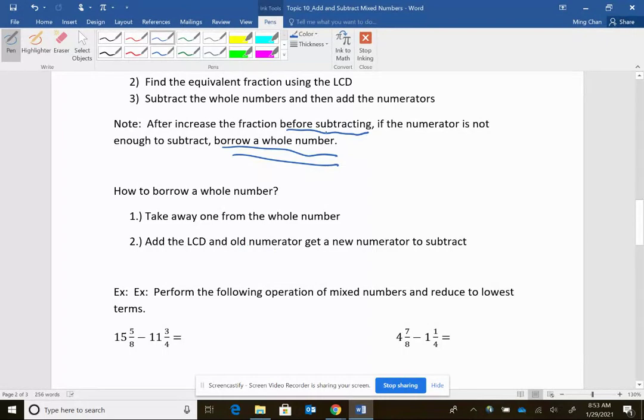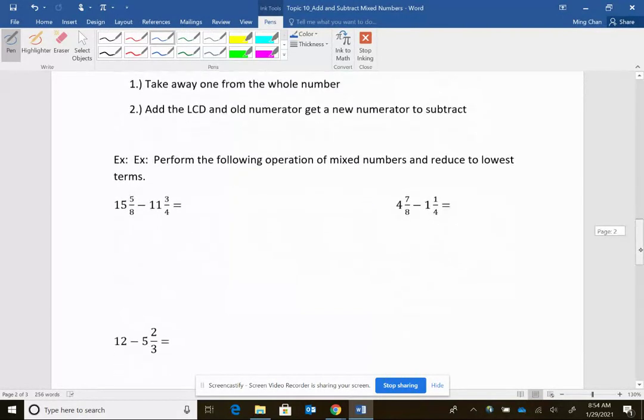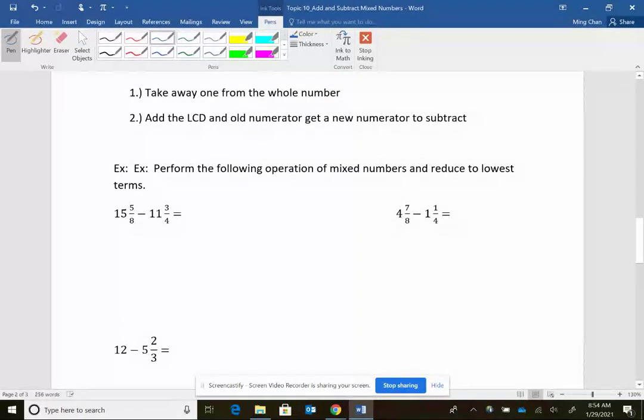Remember, we couldn't subtract yet, right? So whenever the numerator is not enough, we take the LCD, add it on to the old numerator, and get a new numerator to use to subtract. So I will show you the shortcut, then I will write it out here on the side, showing you why it makes sense mathematically.